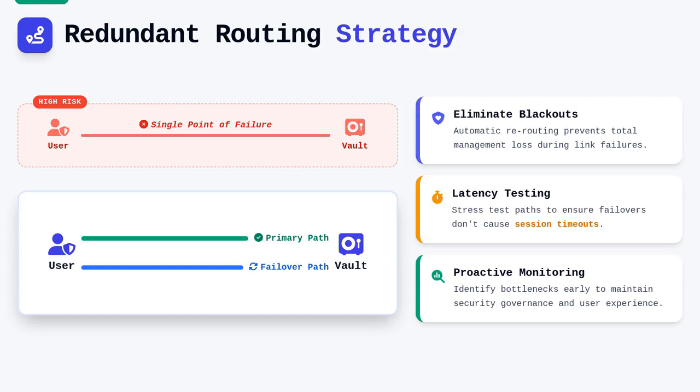Consistent monitoring of these pathways allows you to proactively identify bottlenecks before they affect the end-user experience or the security of your privileged accounts. Ensuring that these components can reliably communicate with the vault is not just a networking task, but a vital part of your overall security governance.